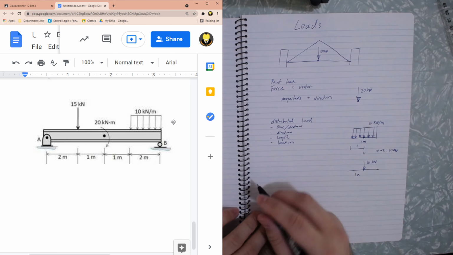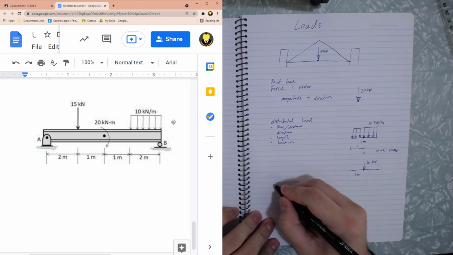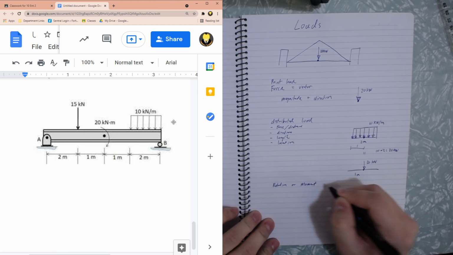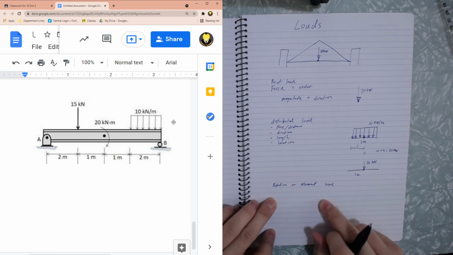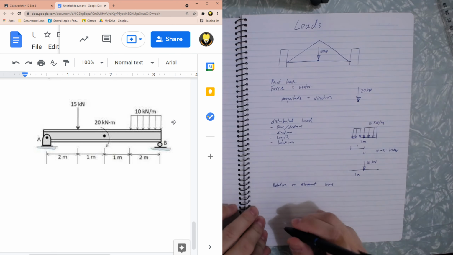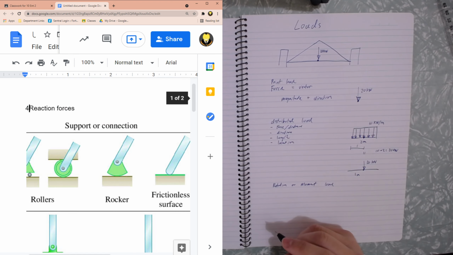The last type of load we have is a rotation or a moment load. So in the diagram that we have on the left of the screen, this is the one.